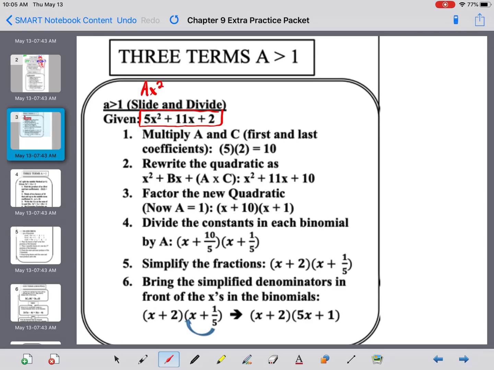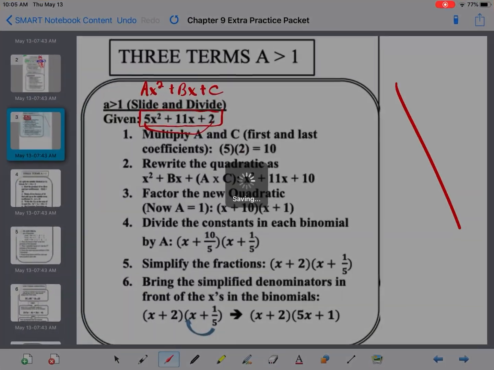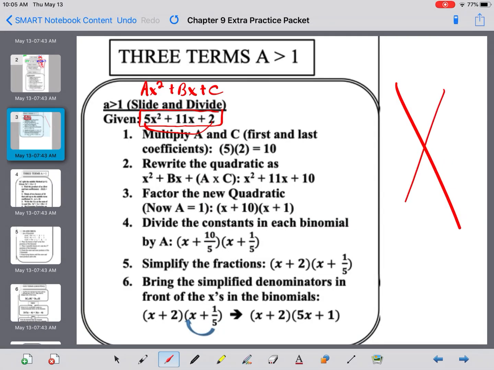Remember, a is the coefficient of x squared, b is the coefficient of x, and c is the constant. So you need to multiply the a and the c value together. That's 5 and 2. And that is going to go on the top of your diamond. 5 times 2 is 10. We're looking for ways to multiply to 10. And then you're still looking for ways to add to the b value.